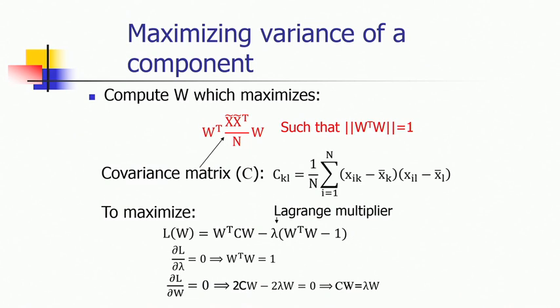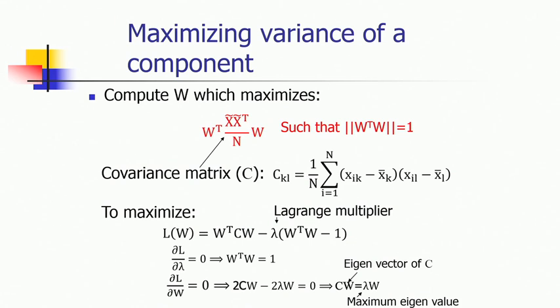And if I put that, C W equals lambda W, and this is nothing but the eigen equation. As you can see, the solution demands that W has to be an eigenvector of C. So, lambda is an eigenvalue, and since W has to be a unit vector, we will consider the unit eigenvector in this case.